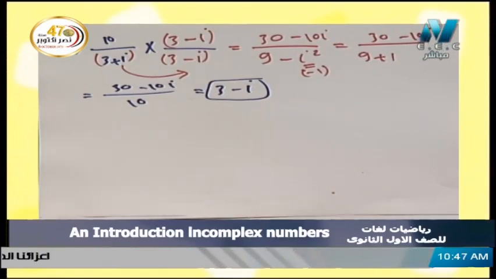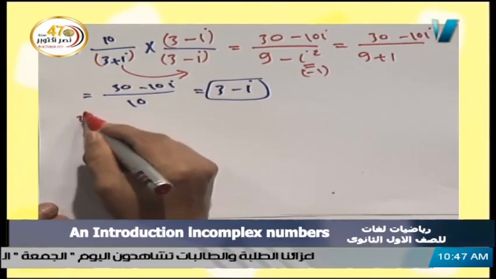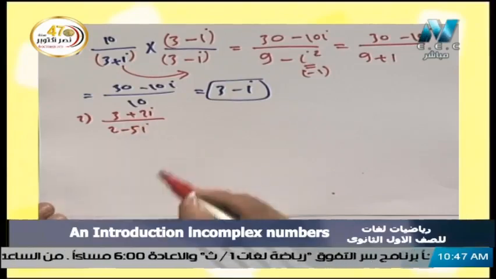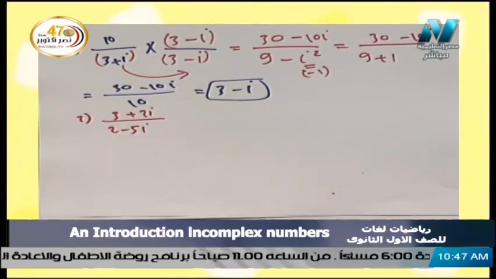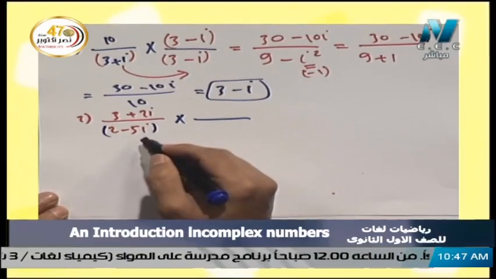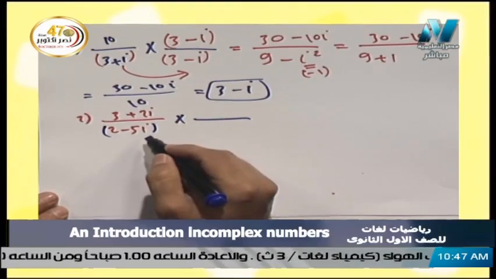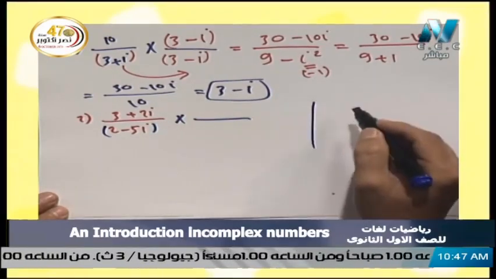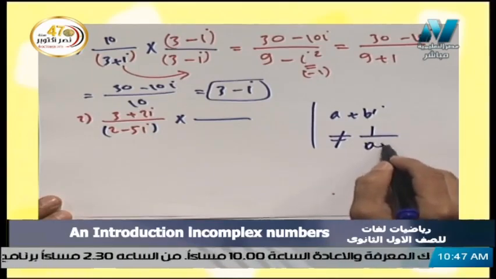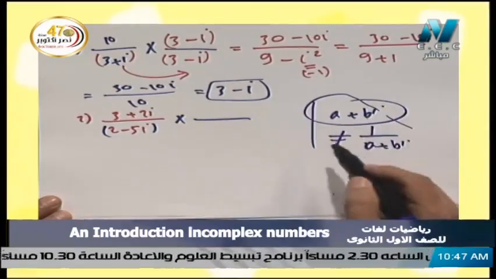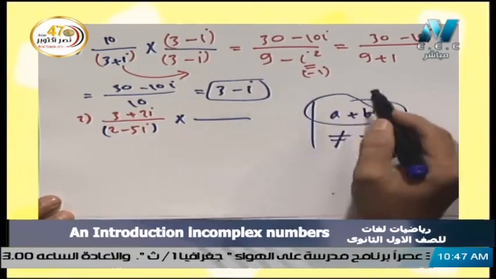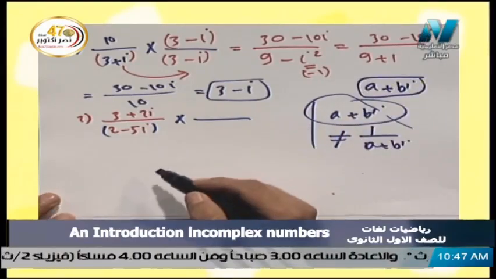What about the second example for us? If we have 3 plus 2i over 2 minus 5i, and we want to simplify this expression, we will multiply numerator and denominator by what? By the conjugate of the denominator, not the numerator. Why? Because we have a problem with the denominator here. The definition of a complex number is a plus bi, it's not 1 over a plus bi. So we simplify this fraction to be in the form a plus bi, which is the simplest form of a complex number.